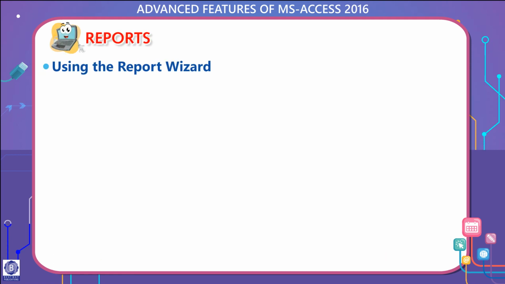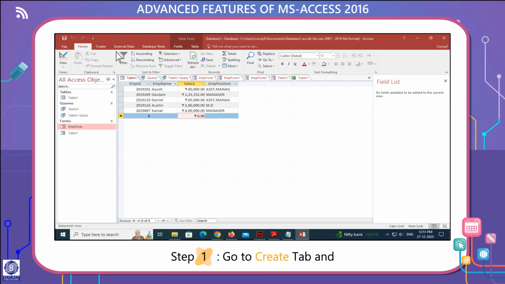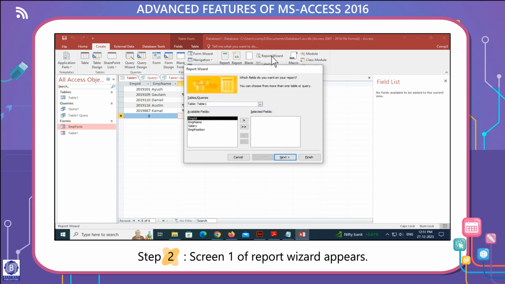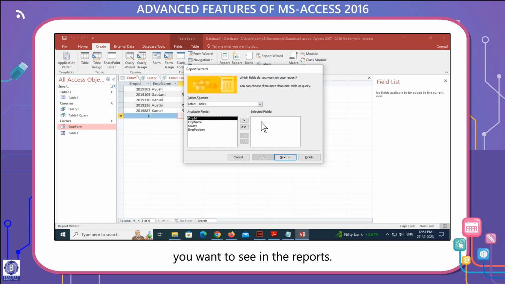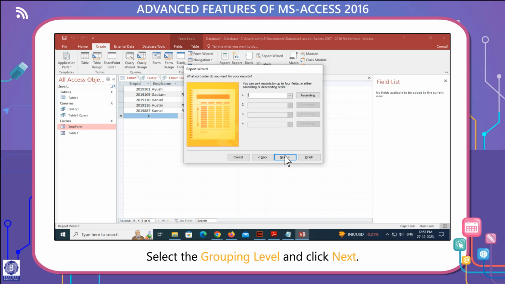Using the Report Wizard. To use the Report Wizard, the following steps need to be followed. Step 1. Go to the Create tab and select the Report Wizard from the Reports group. Step 2. Screen 1 of Report Wizard appears. Select the table and choose the fields you want to see in the report. Click Next. Step 3. Screen 2 of Report Wizard opens up. Select the grouping level and click Next.